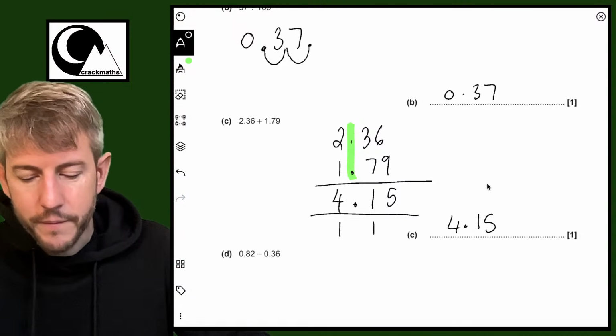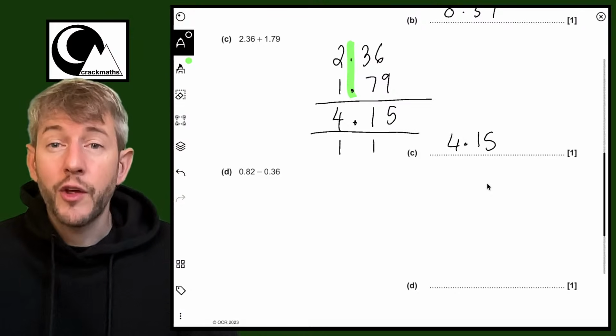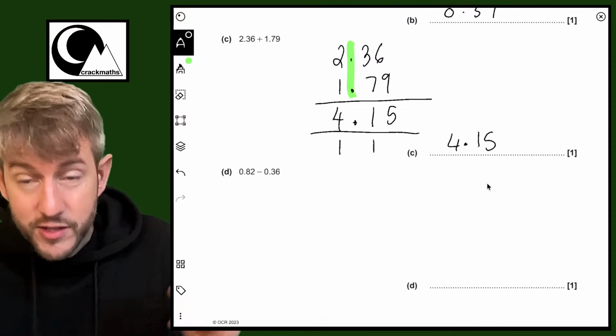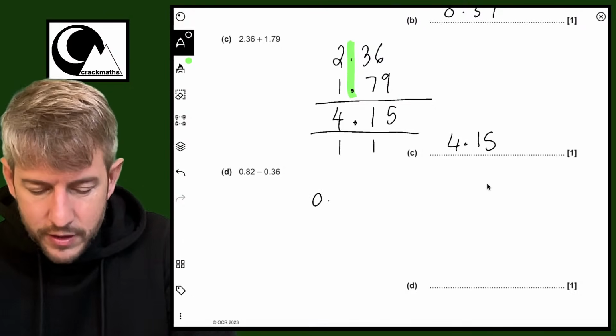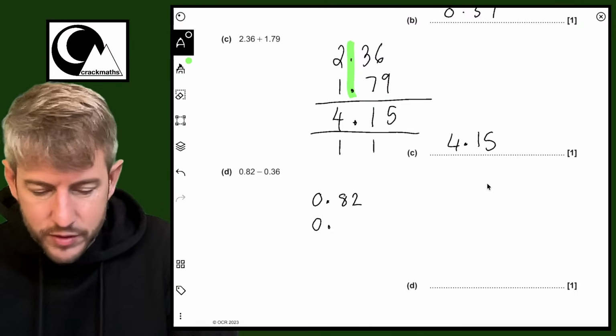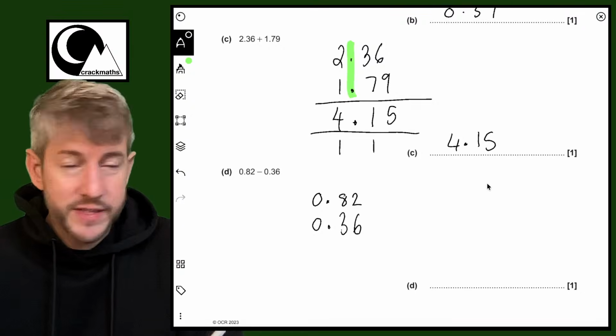Okay, right. Next bit here, we've got question part D, which is 0.82 take away 0.36. So again, I'm going to use the column method, and I'm going to line up the decimal points because that's the most important thing. So we've got 0.82 take away 0.36.